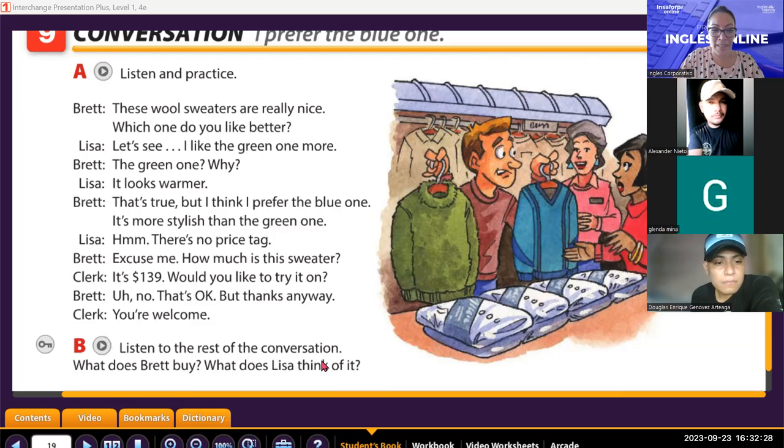Now, let's complete the part B. This is just a listening practice for part B. It says, listen to the rest of the conversation. What does Brett buy? What does Lisa think of it? So let's pay attention and try to get the information of the two questions. What does Brett buy and what does Lisa think of it?